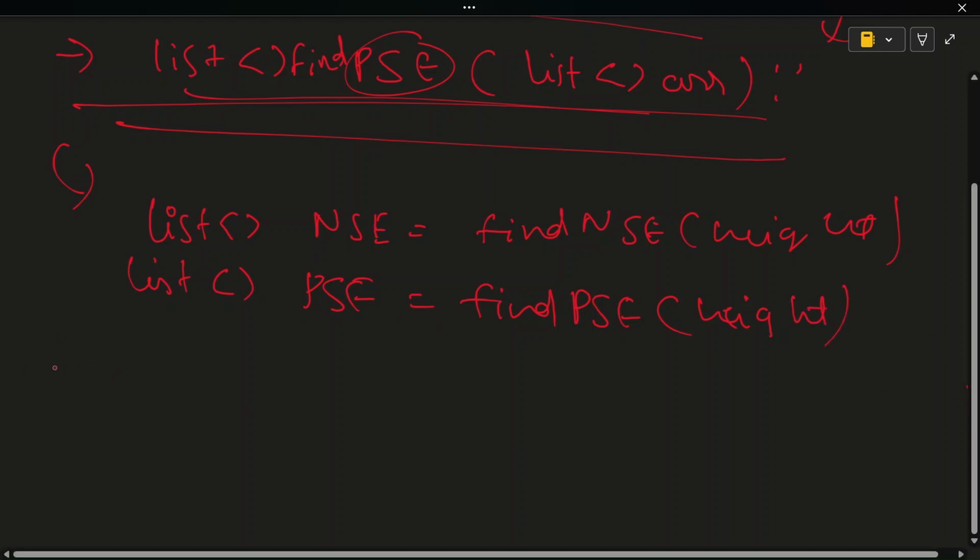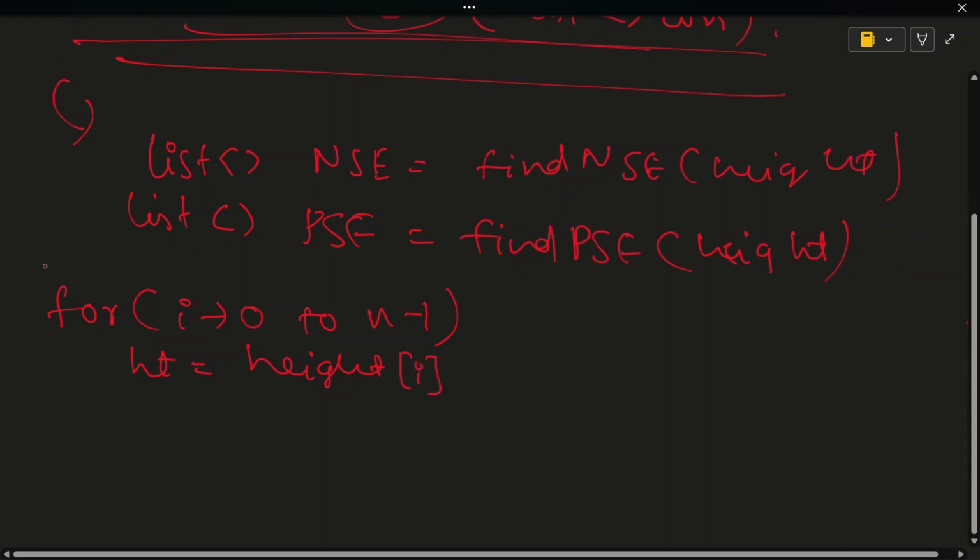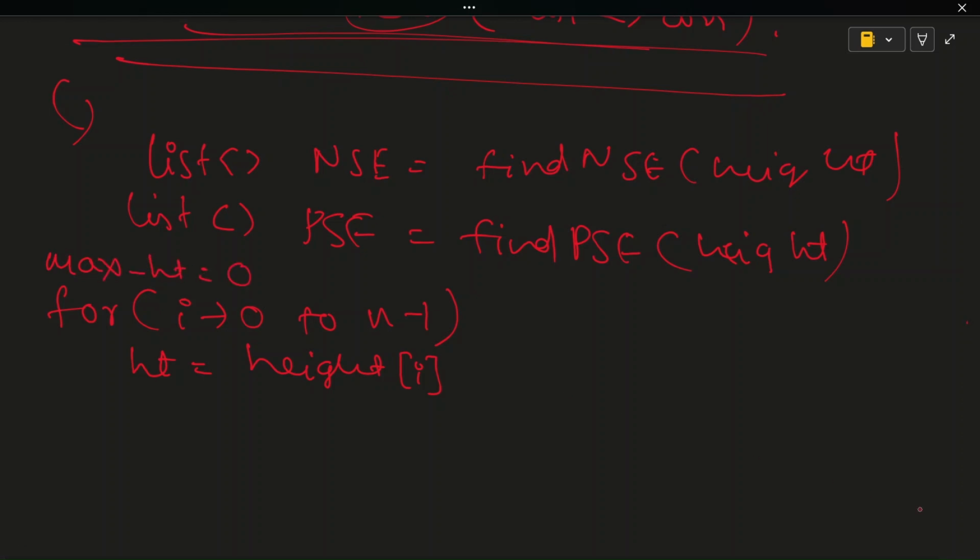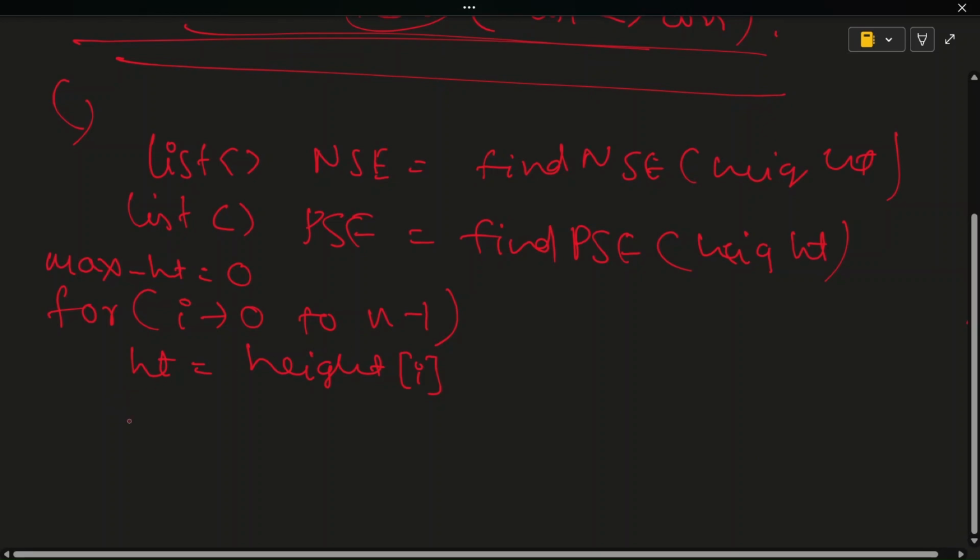Now what we do is we consider each height, right? So we loop through i equals 0 to n minus 1, and current height is nothing but height of i. We also need another variable, max height, which is 0 initially. Now we need to find the width. What is the width here? As I said before, it is nothing but NSE of i minus PSE of i minus 1. This will give me the width.